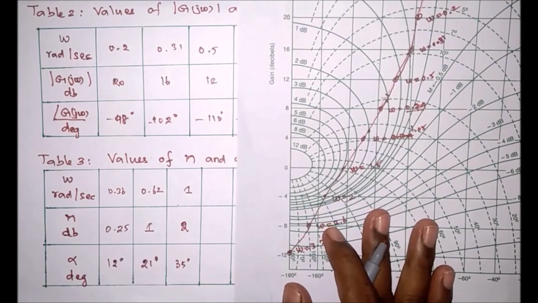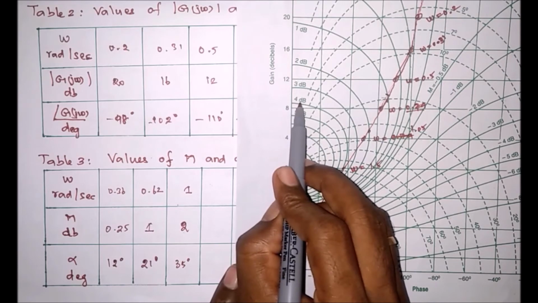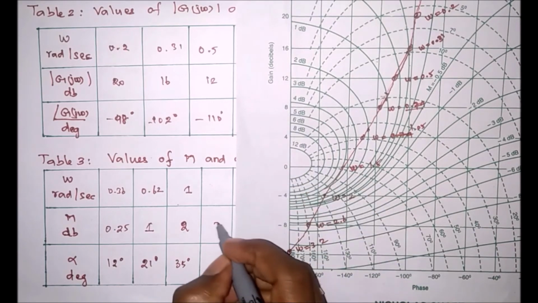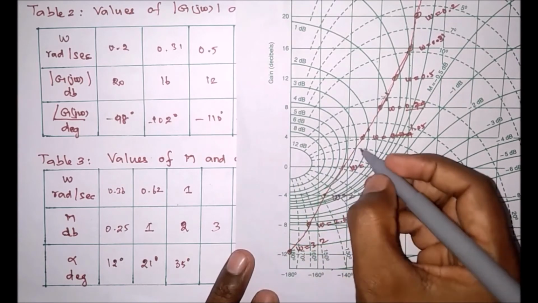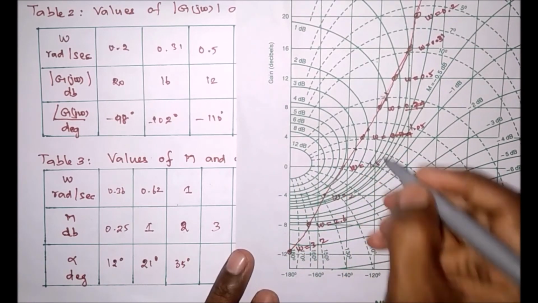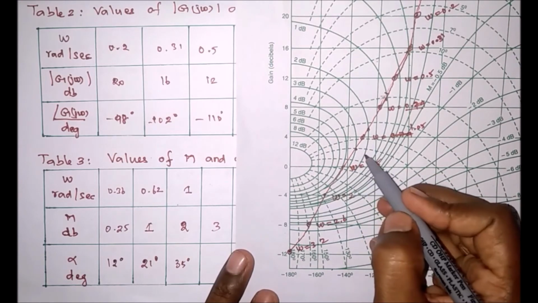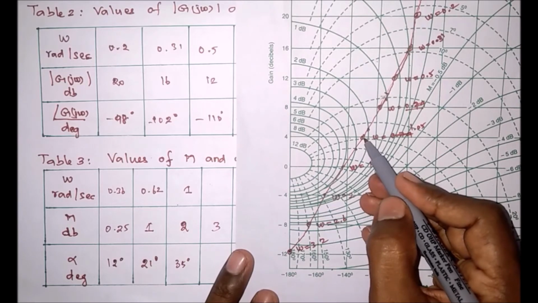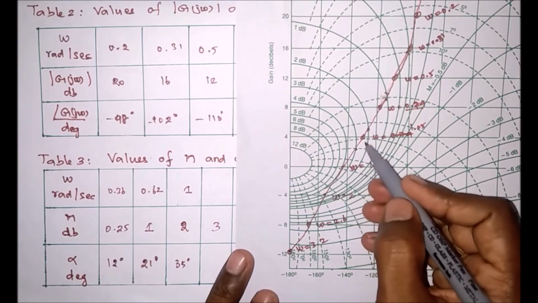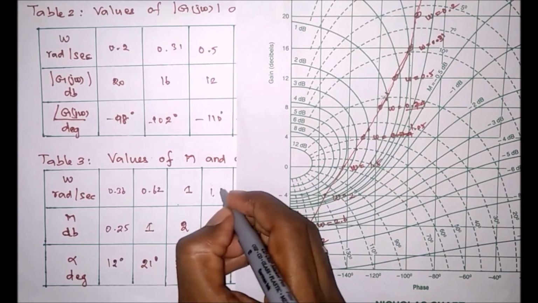Next we can take 3. So the magnitude is 3. Suppose this is the 3. Actually it is cutting at this point. Now omega: this is 1.5, and this indicates 1.05, it means we can say 1. So this is 1.5 and this is 1, it means it will be around 1.2.